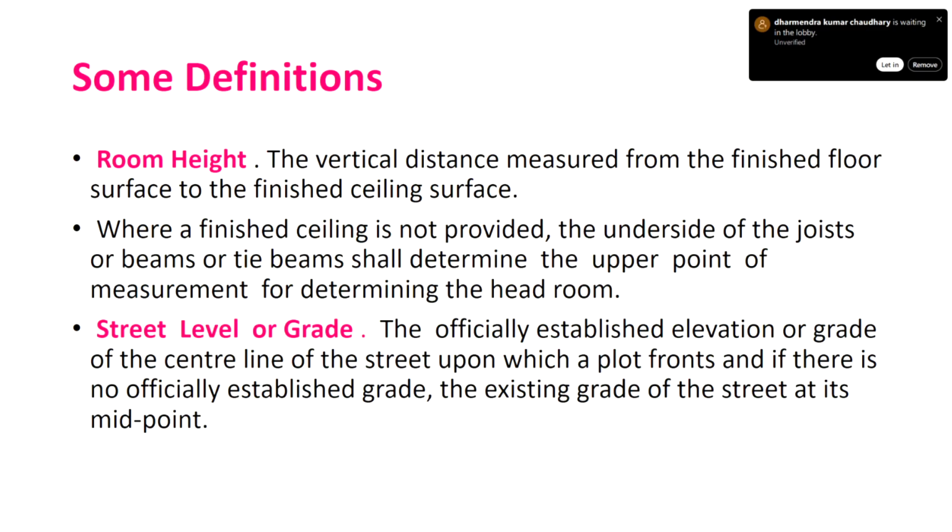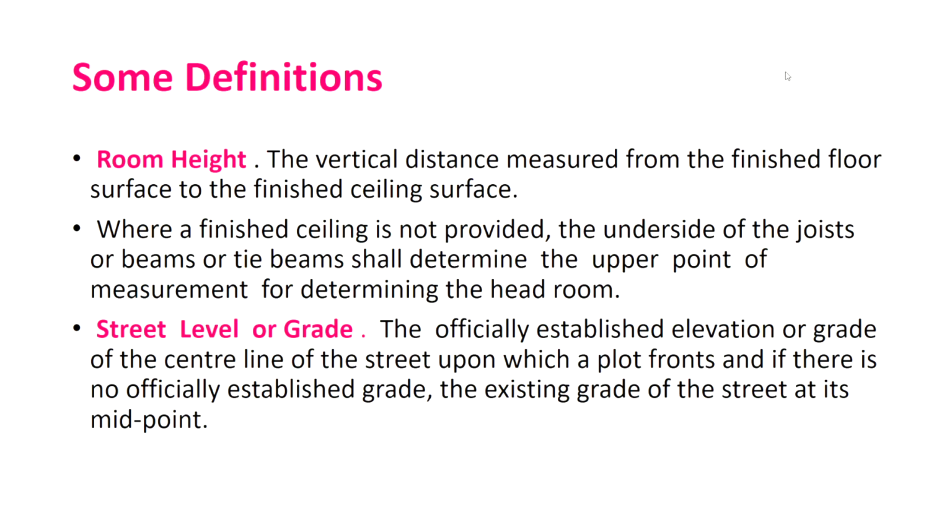Now there may be certain provisions. Many times it says that your building or plinth height is supposed to be say around 45 centimeters above the road level. So what it says is that the street level or the grade is the officially established elevation of the center line of the street upon which the plot fronts. That means whatever road is in front of that particular plot, and if there is no officially established grade, the existing grade of the street at its midpoint is required to be taken as a reference.